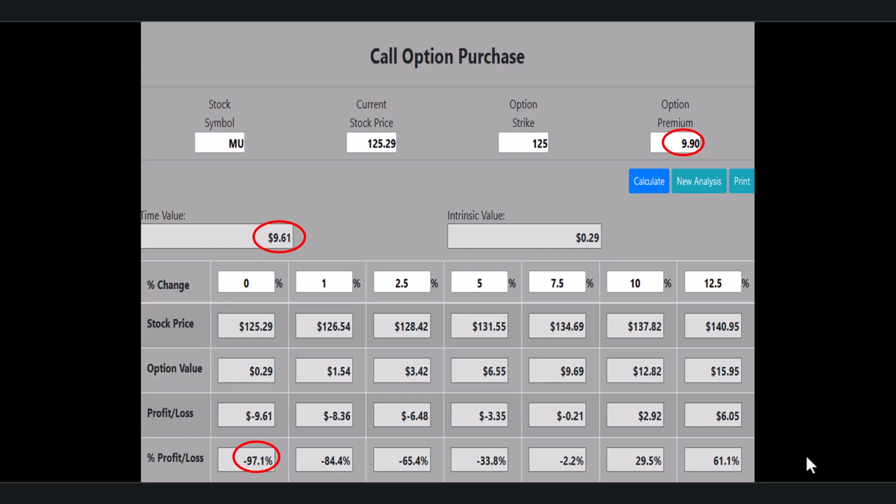We can see that if the MU stock price is flat at 125.29 at option expiration, the 125 call will lose 97.1% of its value. Ouch! This is an unacceptable risk. That kind of loss can wipe out our trading account in a hurry.